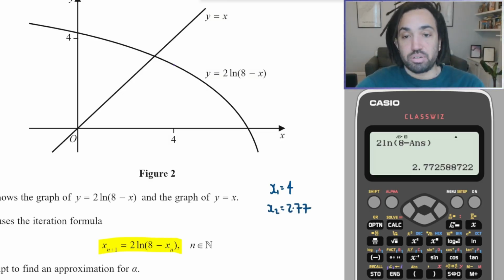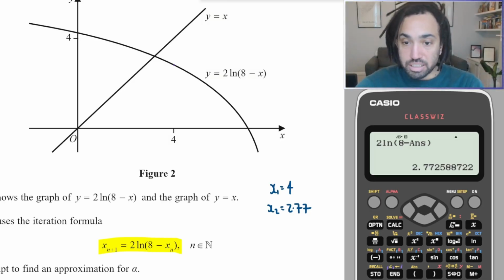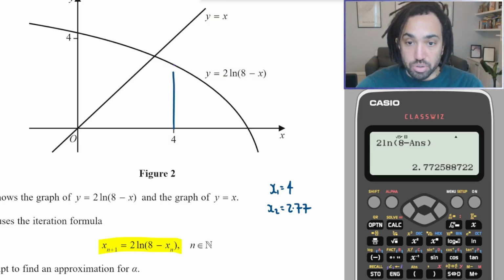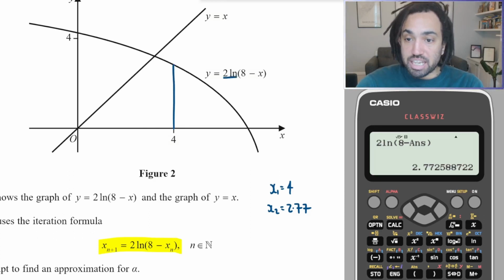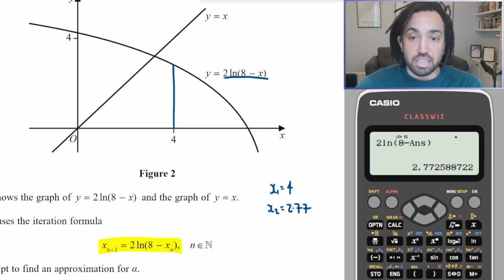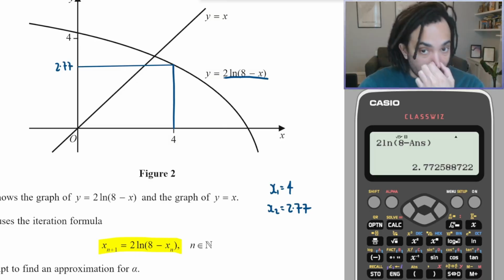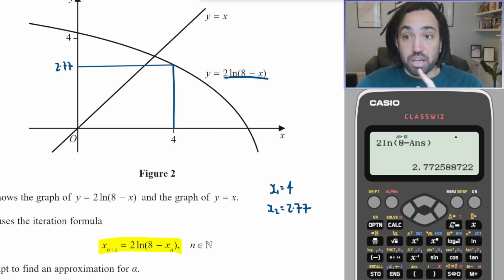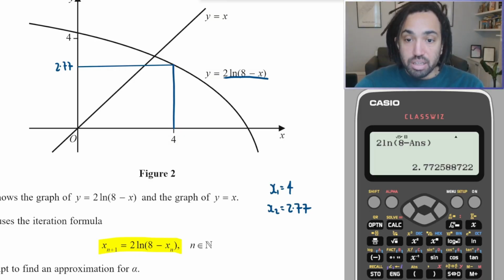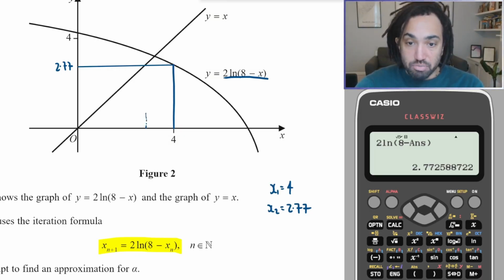Okay, now how does this work on the graph? Well, you start with x equals 4 and you sub it in to the formula. And the formula is the same as this curve, so we're going to get an answer come out in terms of y, and that's going to be 2.77. So that value there is 2.77. Now what I need to do is I need to sub in my next x value, which is going to be 2.77. Now where is 2.77? Well, it's actually right here.